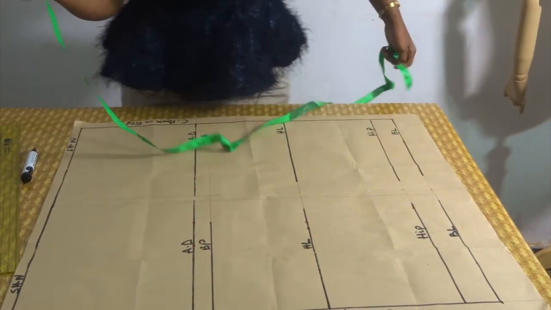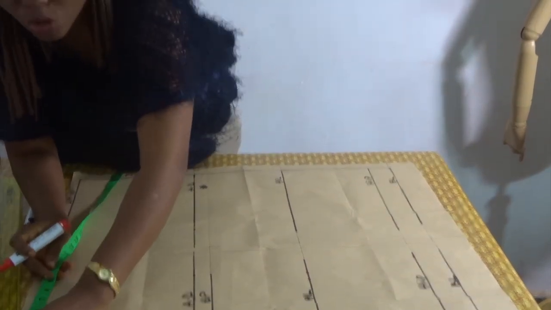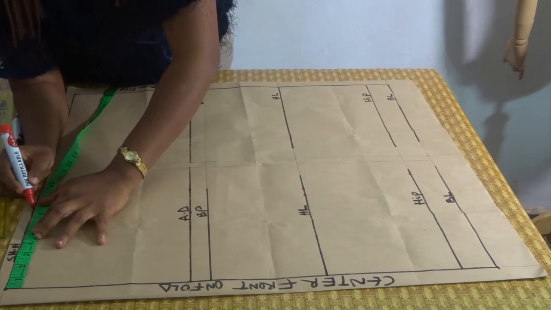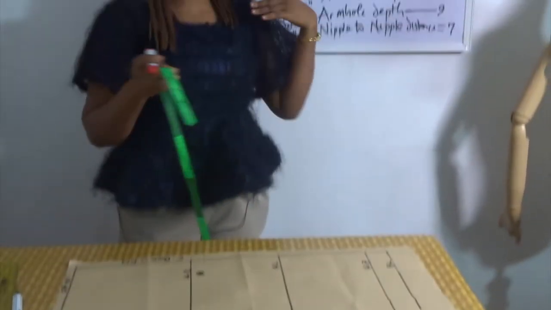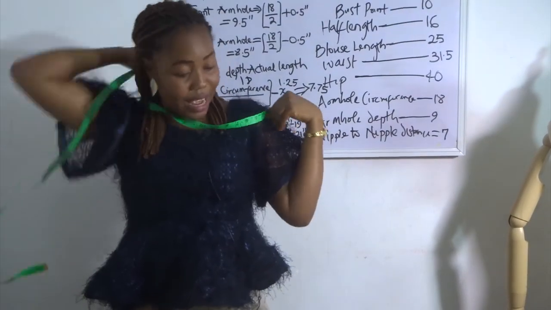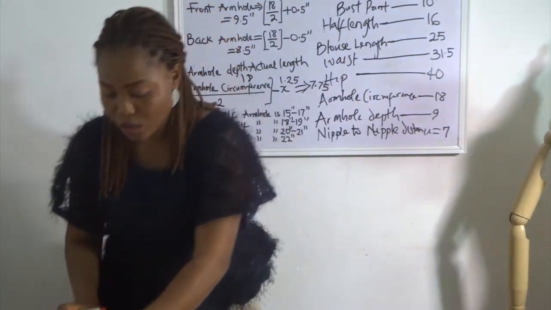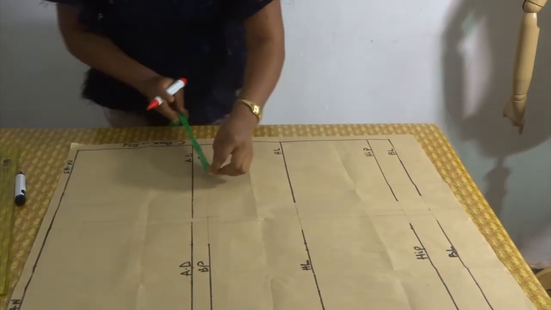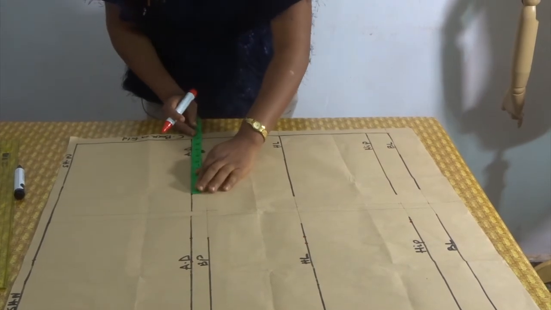So come to the back and transfer the same. Meanwhile, mark your shoulder. My shoulder width is 7.25. It's 15 divided by 2. This time around, you're not dividing the shoulder by four, but rather by two. Remember, you didn't take it round like this. You only took it once, like this. So it's just divided by two. So 7.25.